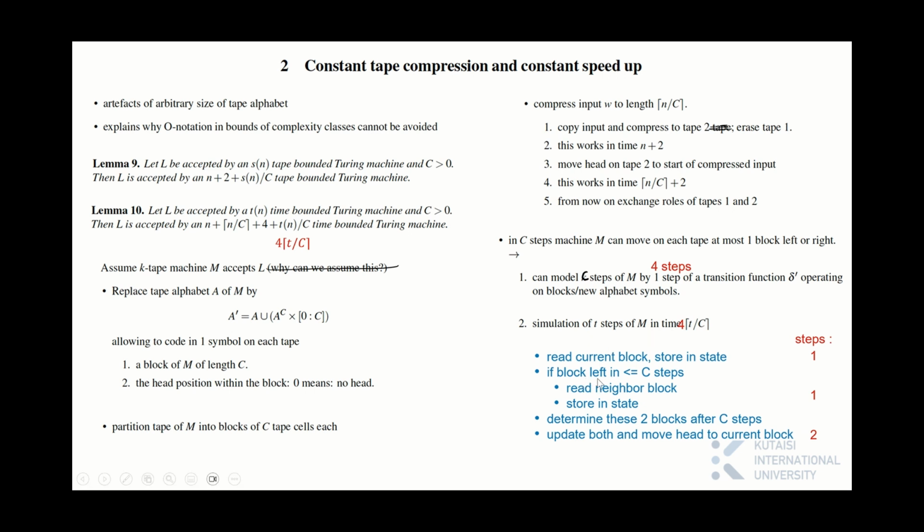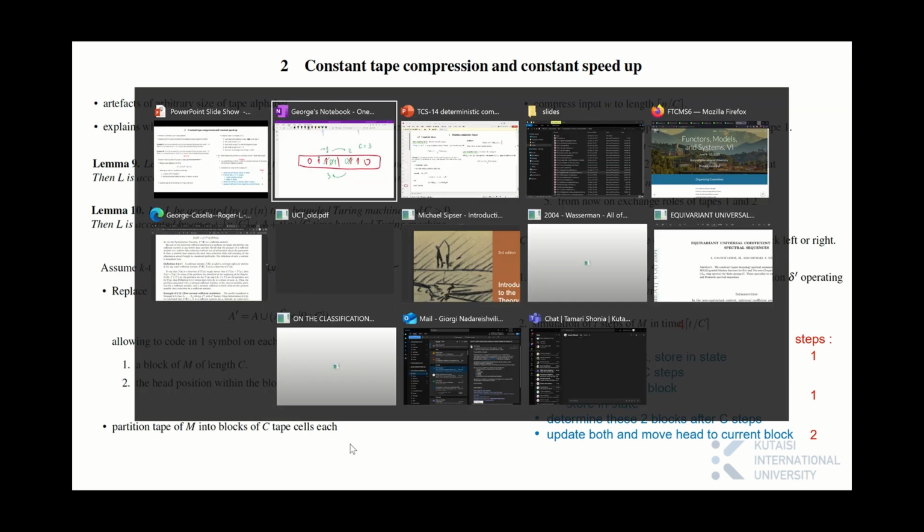Then in C steps, if I exit this block, I go 1 block to the left or 1 block to the right, so I also have to read the neighboring block, because what happens afterwards really depends on what was in the neighboring block. So I read the current block, I read the neighboring block, also change the states accordingly, so I know exactly what block 1 and block 2 contain. Now I have to determine these 2 blocks after C steps. So I have to see what the old delta is doing and update the current block and update the old block. So memorize, read 1, read 2, update 1, update 2. So it's 4 steps. So in these 4 steps, I simulate C steps.